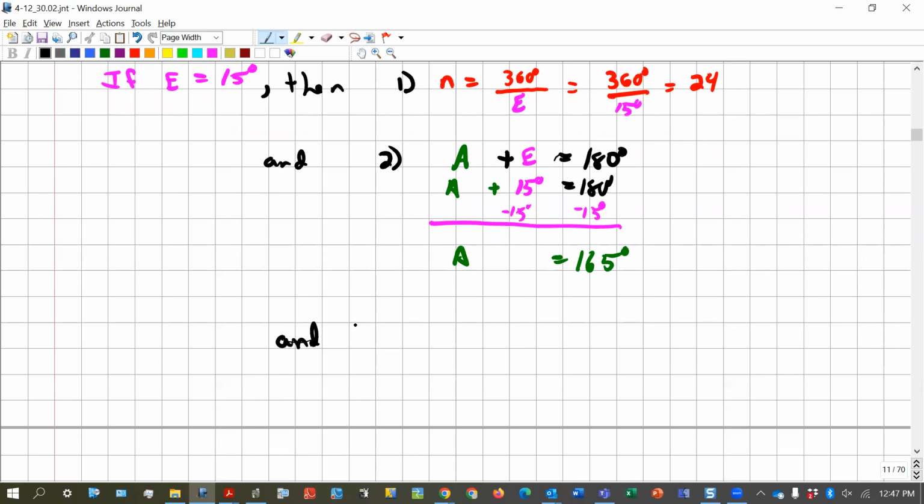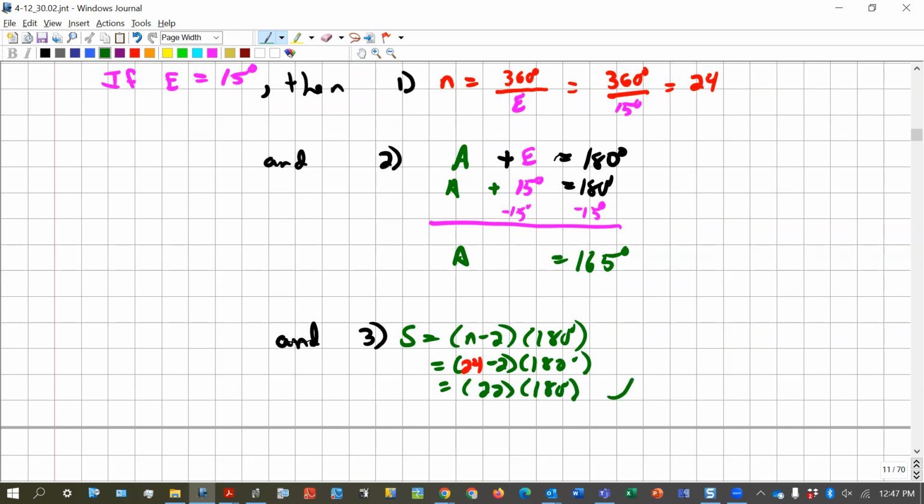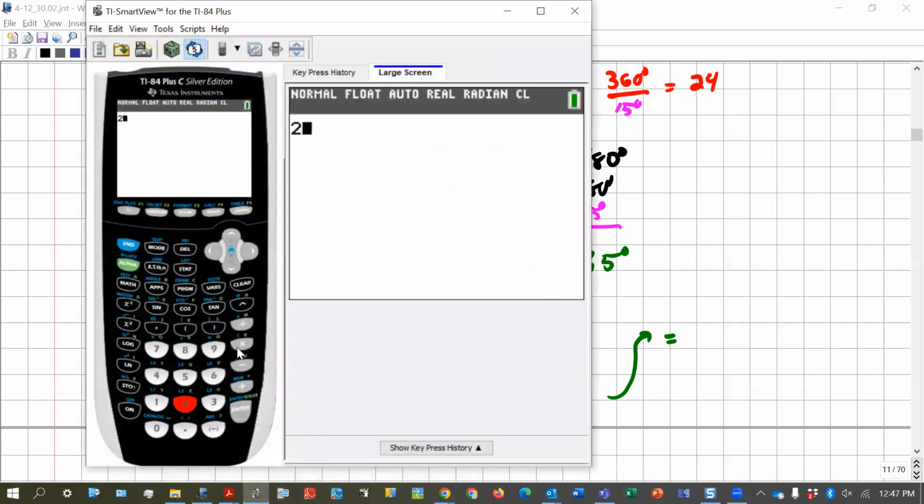And if we wanted to know what all of the interior angles add up to, we would take the 24 and subtract 2, multiply that times 180. So whatever we get, 3,960 degrees.